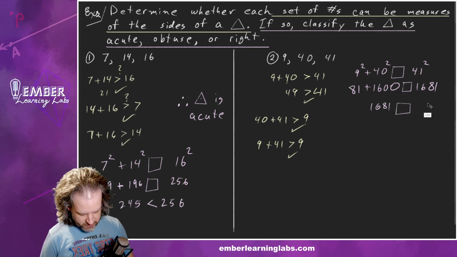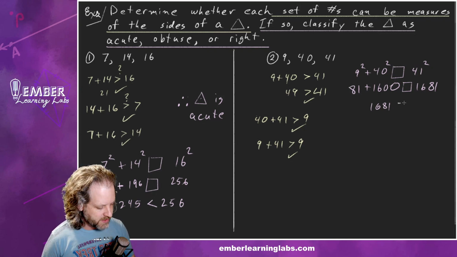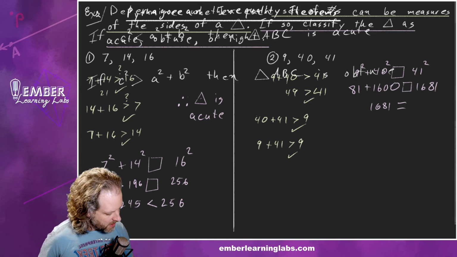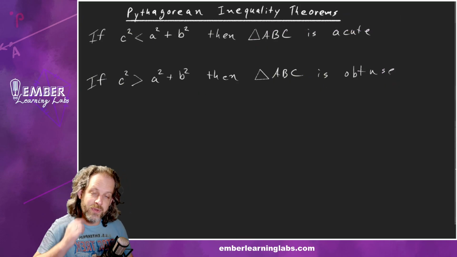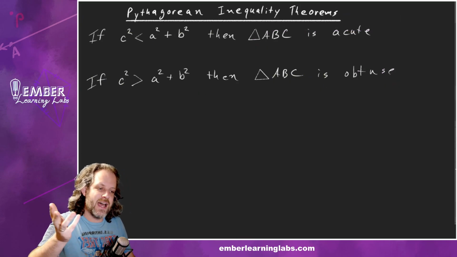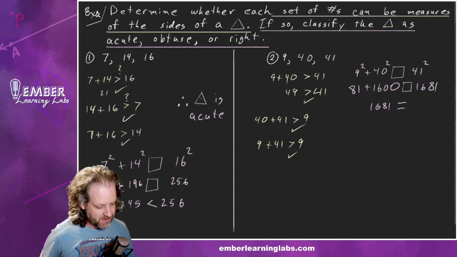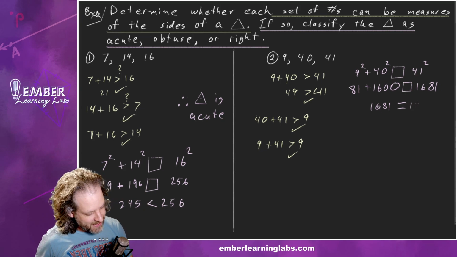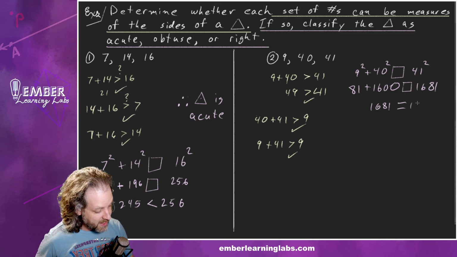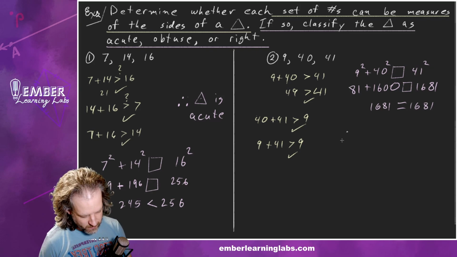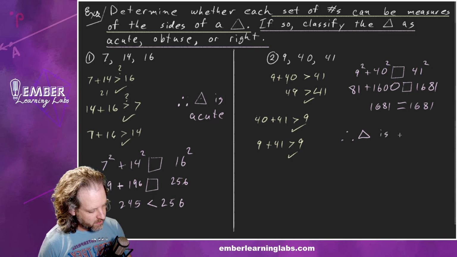Now, you might be thinking, well, wait a minute. That's equal. That's not greater than or less than, right? And that doesn't match any of these things. Well, but they're equal. So what does that mean it is? The converse of the Pythagorean theorem says that these numbers make a right triangle. Therefore, the triangle is right.